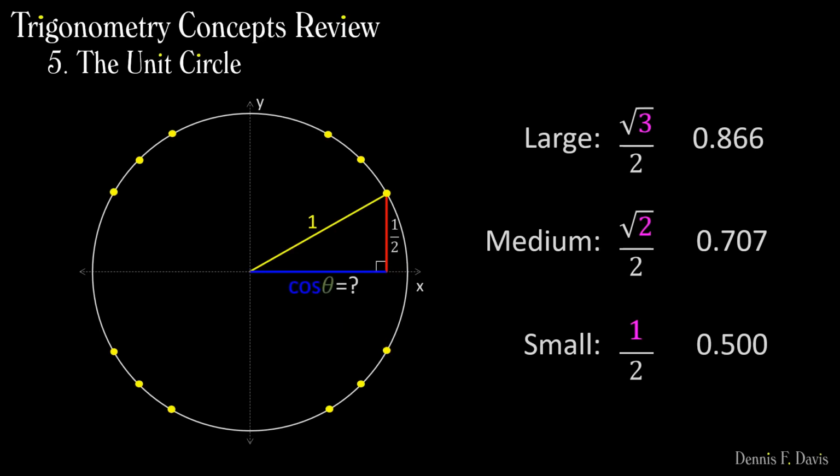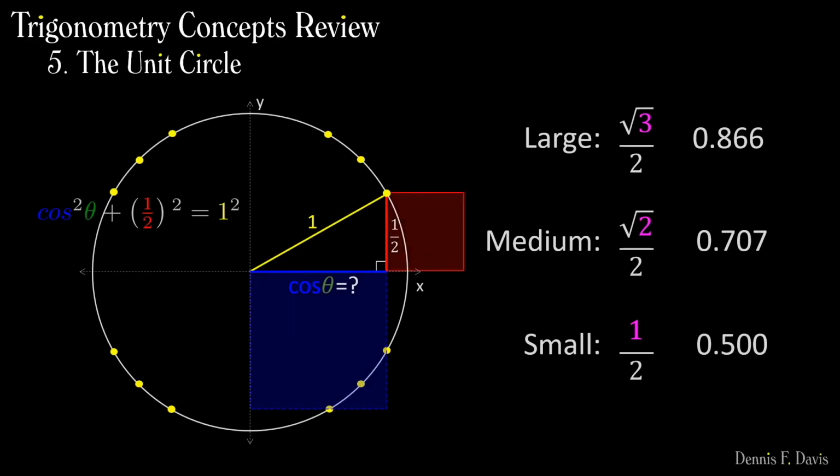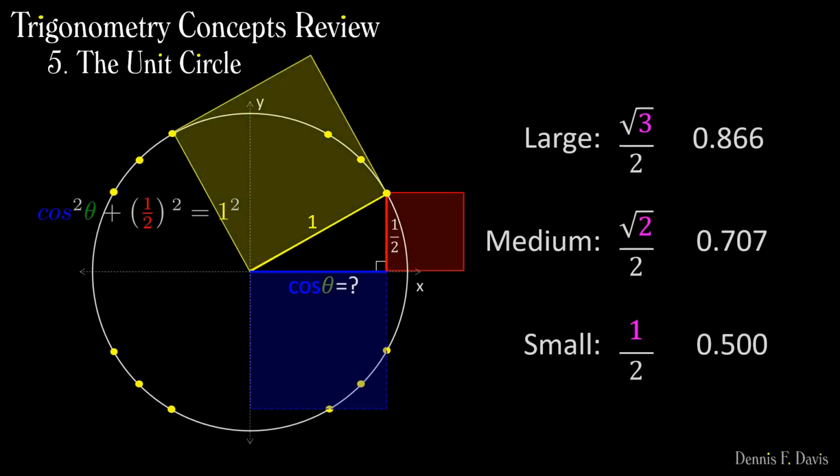The length of the blue line, representing the cosine of theta, is the size large number. I've told you it's the square root of 3/2, but let's prove it. For this proof, we just need the Pythagorean theorem. We know the length of two sides, 1 and 1/2, and the third side is the cosine of theta. So the Pythagorean equation becomes cosine squared theta plus 1/2 squared equals 1 squared. This exactly corresponds to area of blue plus area of red equals area of yellow.